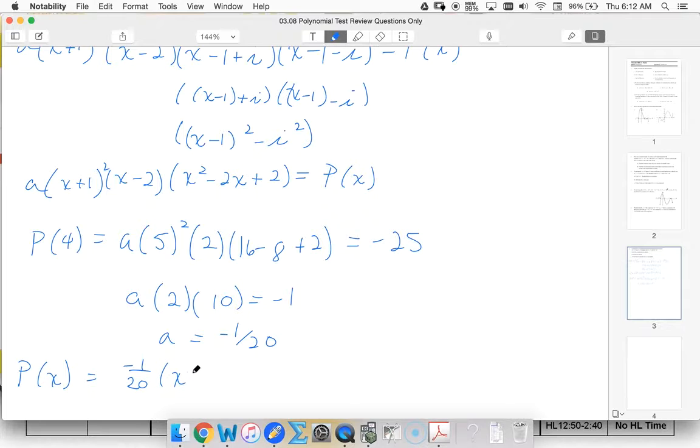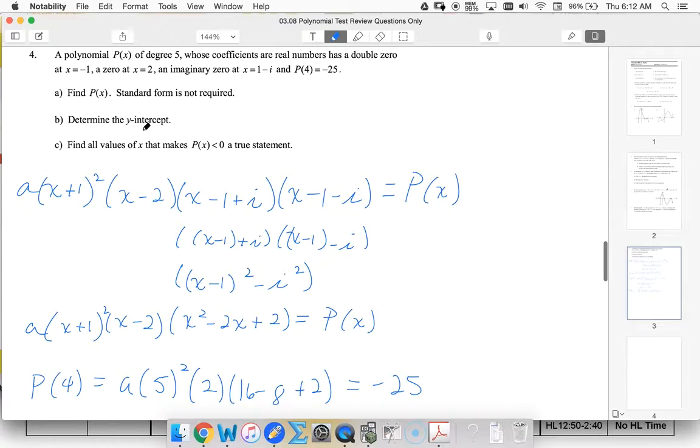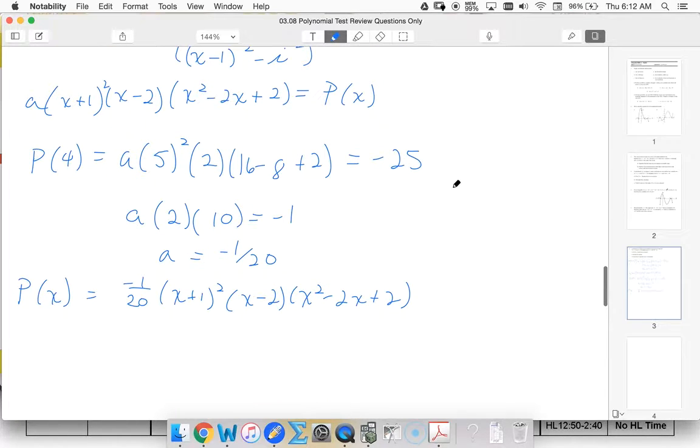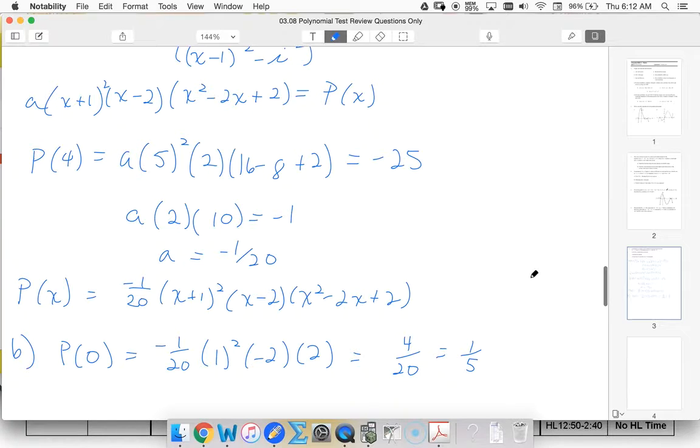Now I can finally write my p of x: -1/20, x plus 1 squared, x minus 2, x squared minus 2x plus 2. From this, I know all of my roots and also my y-intercept I can find easily now. So part B, p of 0 is where my y-intercept is, -1/20 times 1 squared times -2 times 2. That's going to give me -4 times the negative, so I'm going to get 4/20, which is 1/5, is my y-intercept.